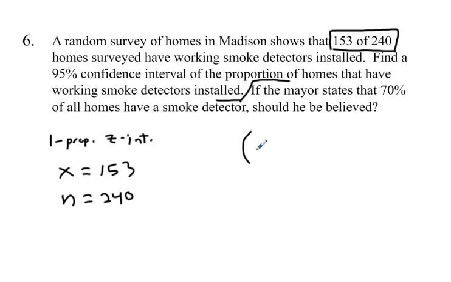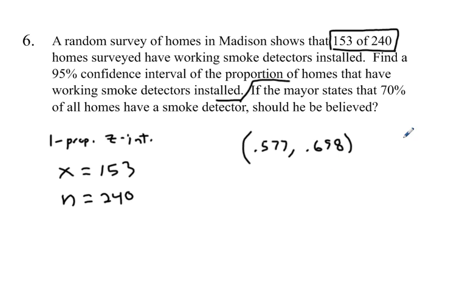And here's what you should get. You should get 0.577, comma, 0.698. Here's what this is saying. Based on the data we have, we are 95% sure that if we surveyed all the homes in Madison, if we went to every single home in Madison, between 57 and 69% of them would have a working smoke detector. So based on the information we have, we can come up with a range of values. We're 95% sure the true percentage of all homes in Madison is somewhere between these 2 percentages.